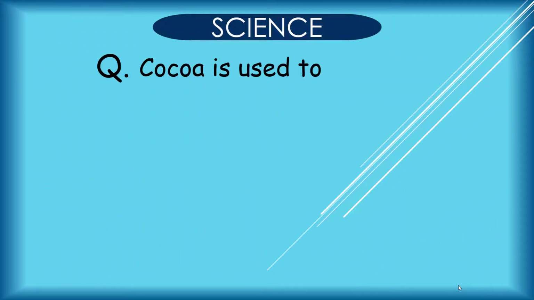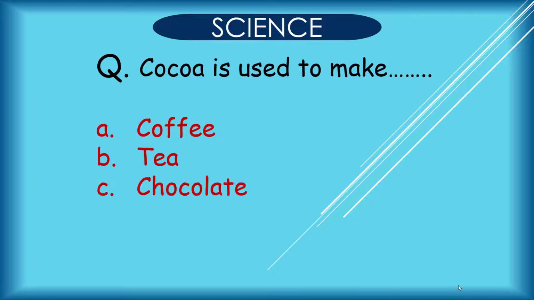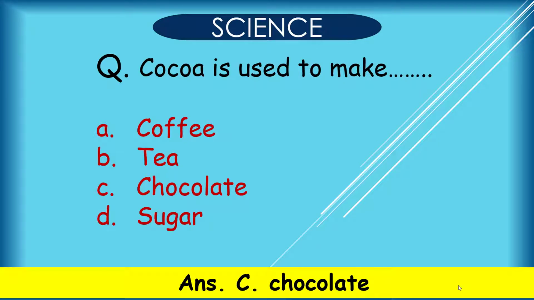Question: Cocoa is used to make dash. A. Coffee, B. Tea, C. Chocolate, D. Sugar. Correct answer is C. Chocolate.